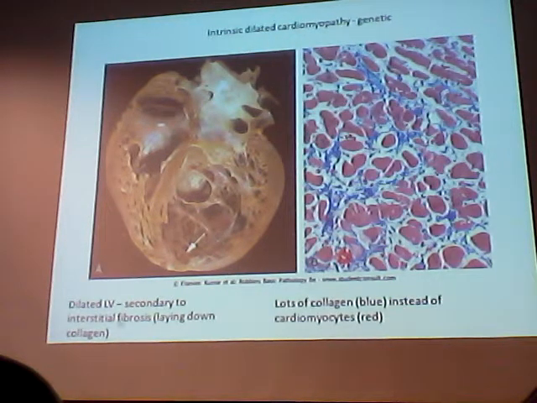Intrinsic dilated cardiomyopathy. This is a genetic problem, and the left ventricle is dilated, secondary to interstitial fibrosis. So remember, when you have some sort of heart problem and you lose those heart cells because of that cardiomyopathy, then collagen, which is seen here in blue, will start replacing those red-stained cardiomyocytes. So if you have what's called interstitial fibrosis, that's when you have collagen laying down, replacing that normal heart tissue, so it's very difficult for the heart to contract properly, which will lead to heart failure.